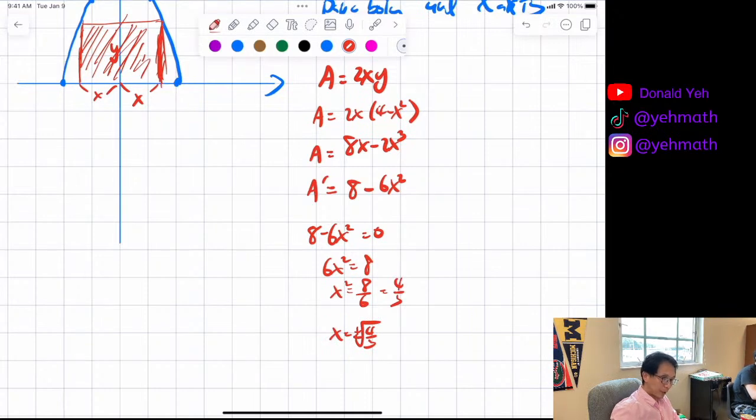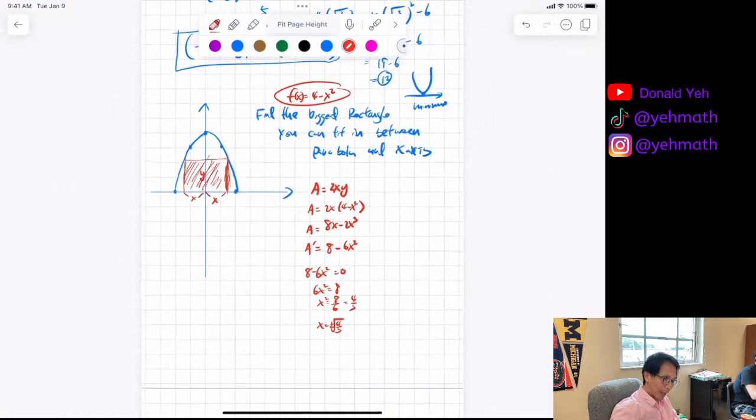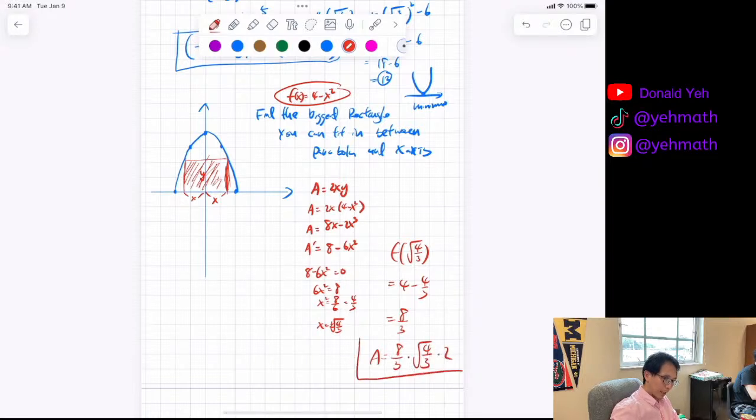You can pick out an area, or you have to go back and plug in. f of the square root of 4 over 3 is equal to 4 minus 4 over 3, which is equal to 8 over 3. So the area is equal to 8 over 3 times the square root of 4 over 3 times 2. And you don't need to evaluate. You get to this point, I'm happy with that. That's how you do the biggest rectangle inside.